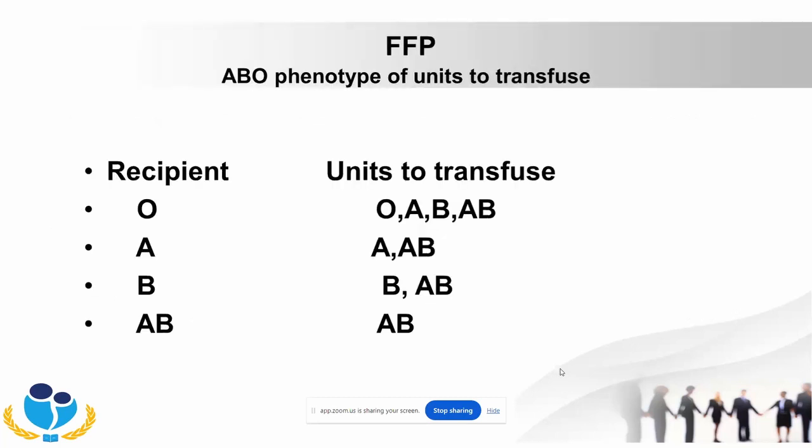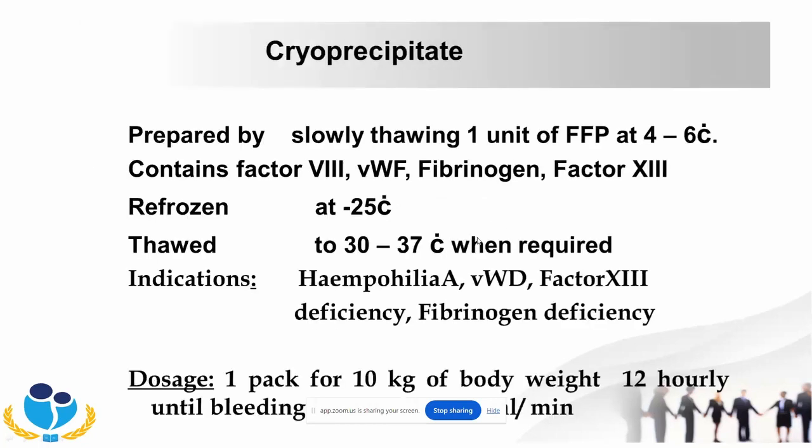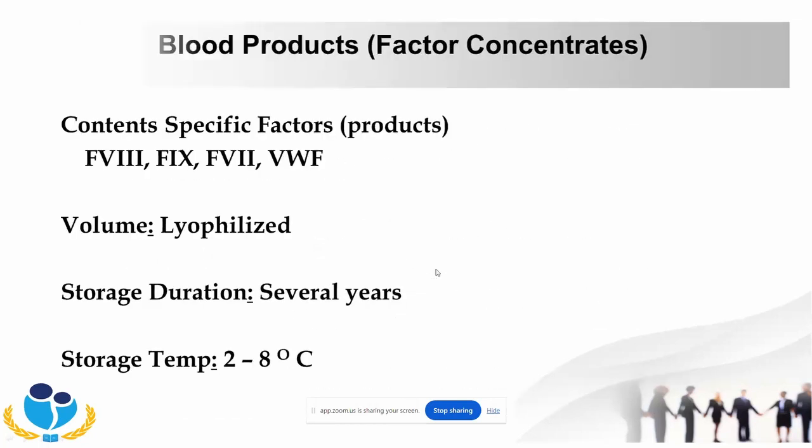The compatibility is the opposite of red cells. If compatibility has to be checked, it is opposite. AB is a universal donor because it does not contain anti-A antibody or anti-B antibody.